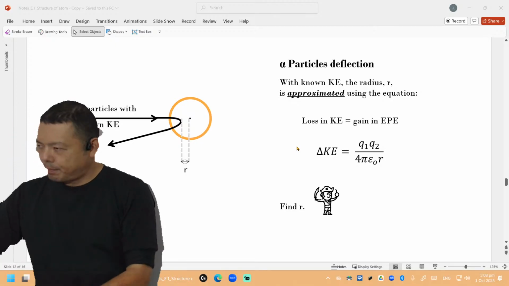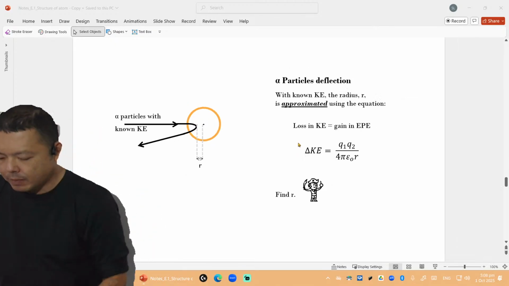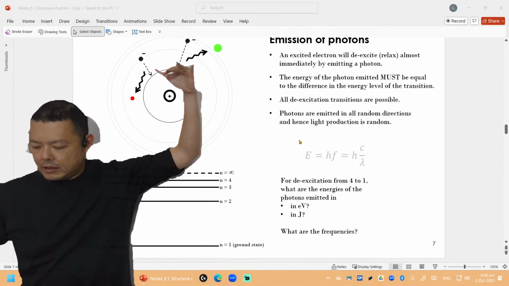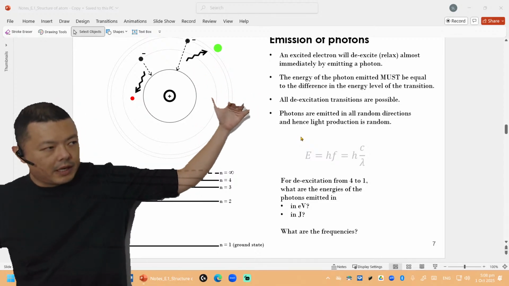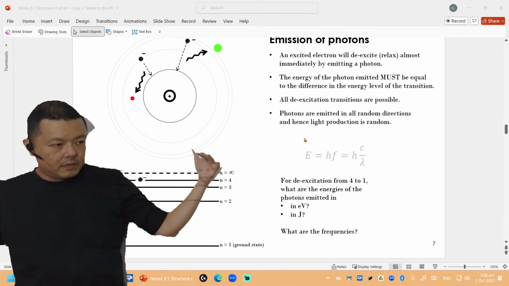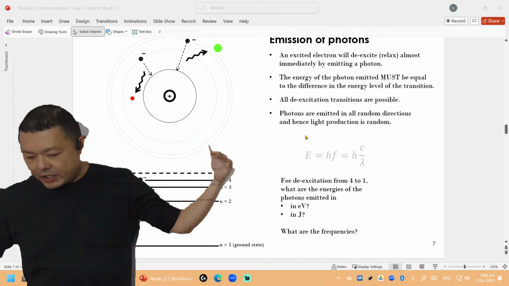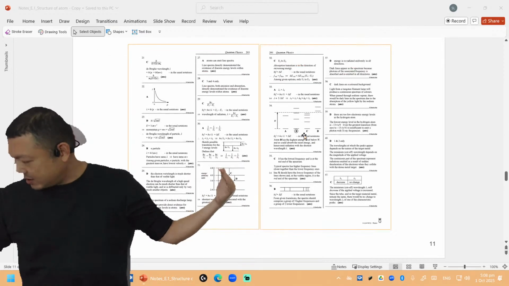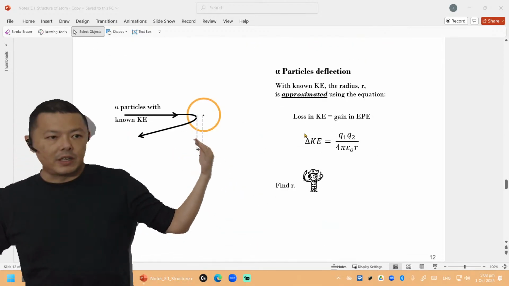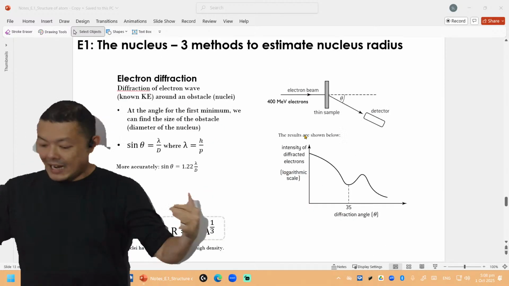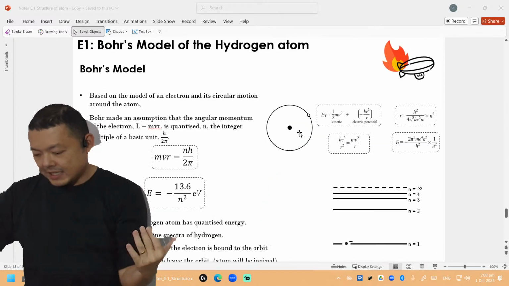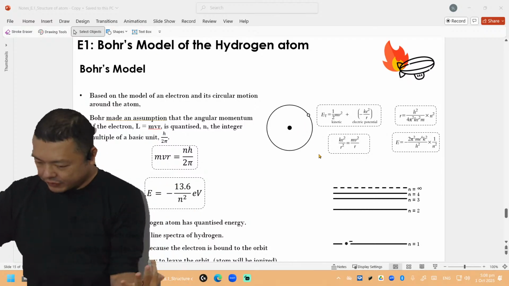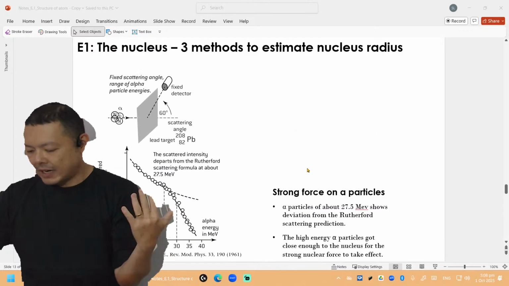So E1 is very complicated because the first part of the chapter is about the atom, about the electron shell. The second part of this chapter is about the nucleus, which is very annoying because now you have to go and figure out what's the nucleus size. And then the very last part of this chapter is about Bohr's model, which is back to the atom again, which is again very frustrating. But it's fine, okay?